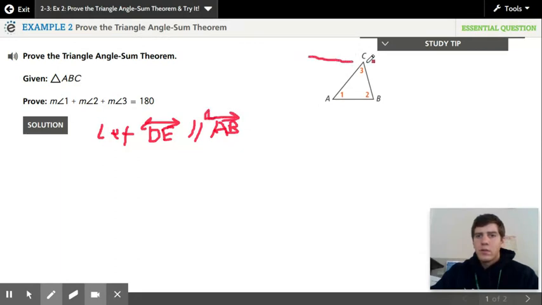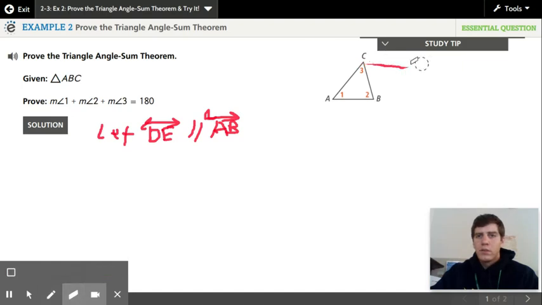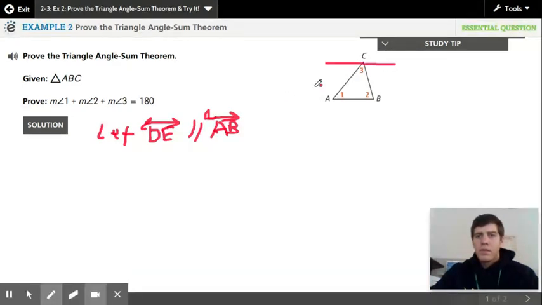Okay, so we're going to draw a line here. It wasn't the best line I've ever drawn. That's going to be parallel to AB. We draw that line in so that it's parallel to AB, and then we can call these other angles that are formed here angle 4 and angle 5.